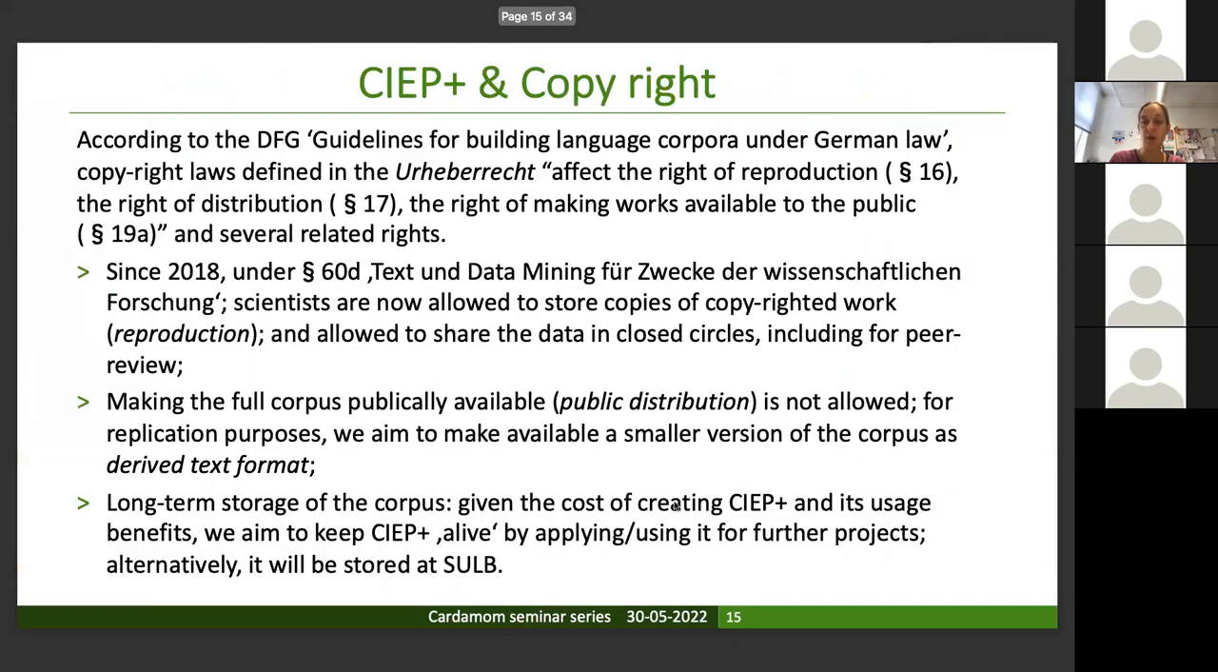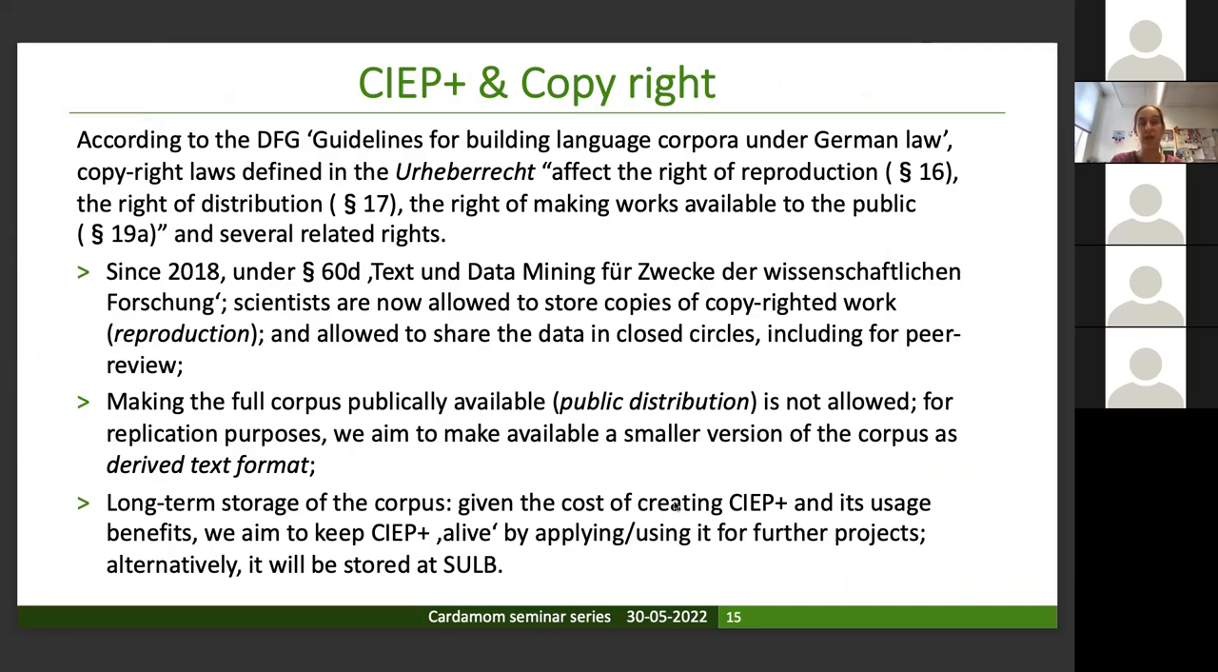So we should also talk about copyright, right? Since we are in Germany, we have to abide by German copyright law, which is called the Urheberrecht, which you can see on this slide. And so the Urheberrecht affects the right of reproduction, the right of distribution, and the right of making works available to the public, and several other related rights which are less important for us.